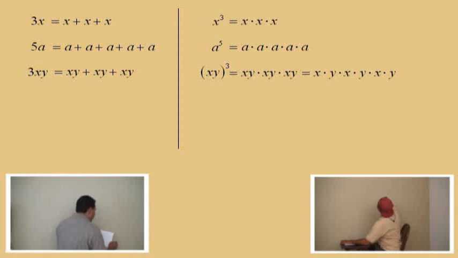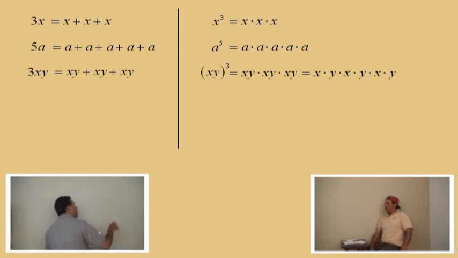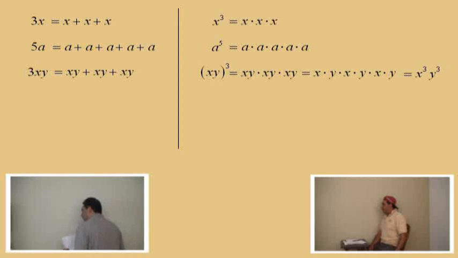So Charlie, how do we write 3 x's being multiplied together? x cubed. That's right. And 3 y's multiplied together? y cubed. That's right. So it's x cubed, y cubed. Very good.